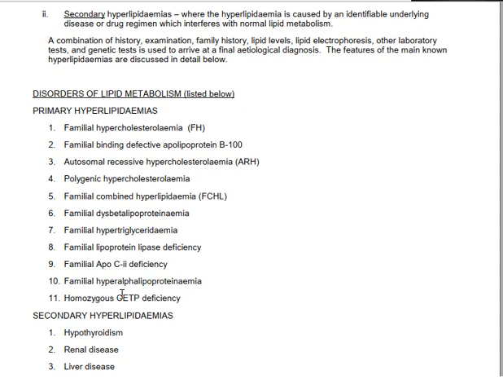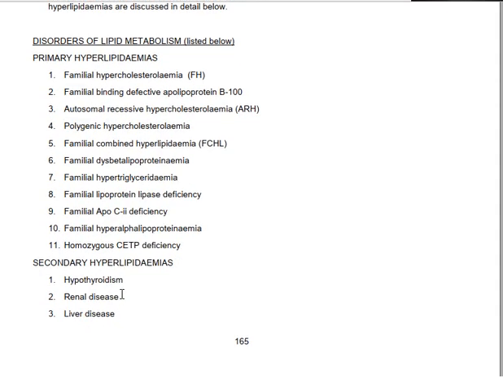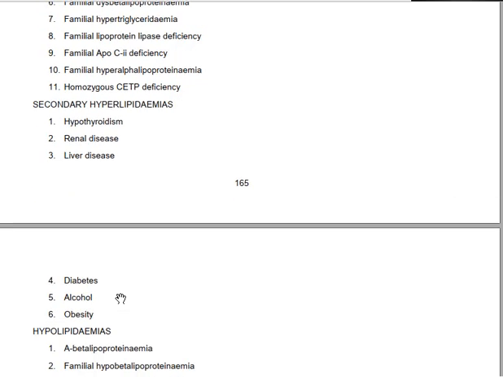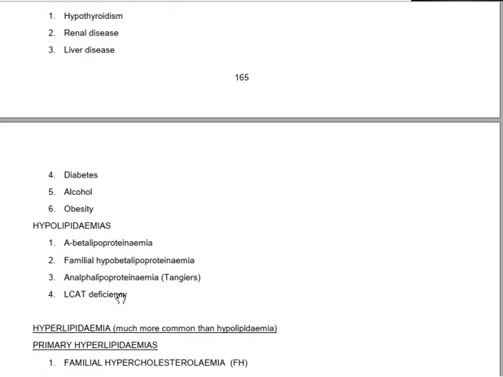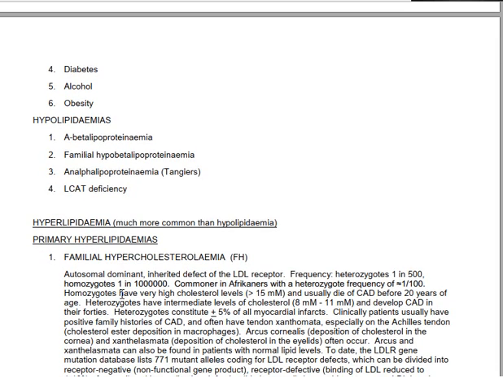Now, in cases of secondary hyperlipidemia, you have things like hypothyroidism, renal diseases, liver diseases, diabetes, alcohol, and obesity. Now, the next is hypolipidemia. So hypolipidemia is another condition that you can have here.